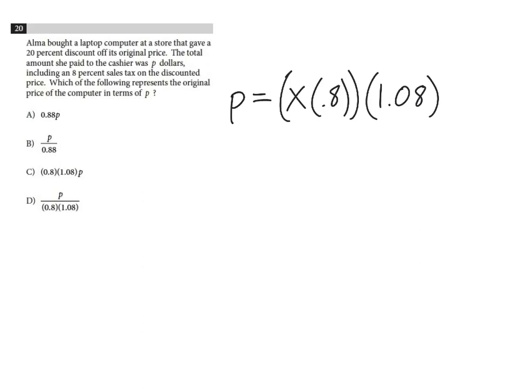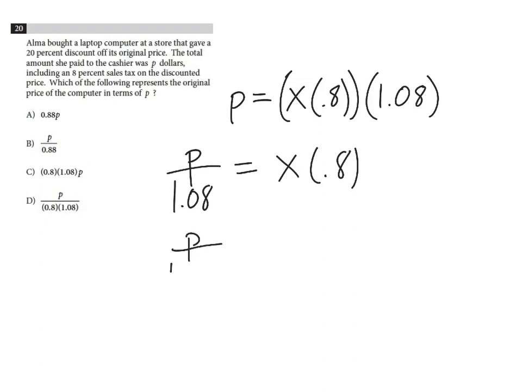And then we want the original price in terms of the sale price. So we just need to isolate the X variable. I'm going to divide both sides by 1.08. We're going to get X times 0.8. Okay, well, then we're going to divide both sides by 0.8, and we're going to get the original price is equal to P divided by 1.08 times 0.8.